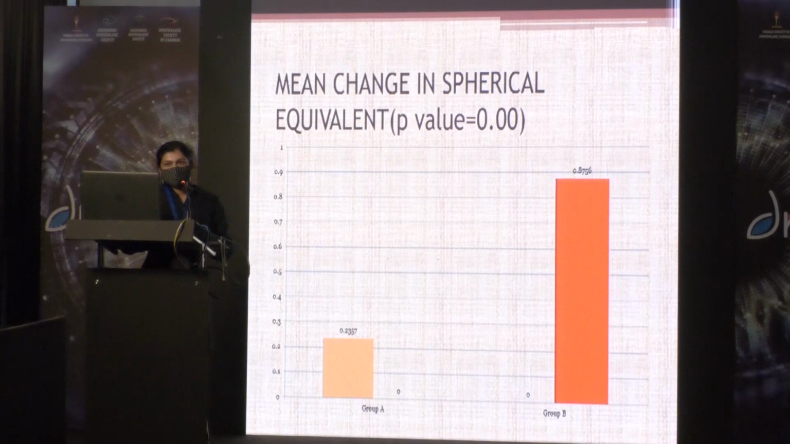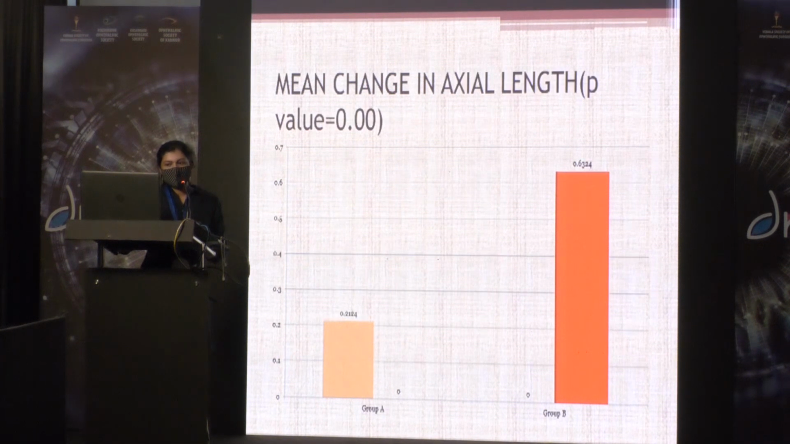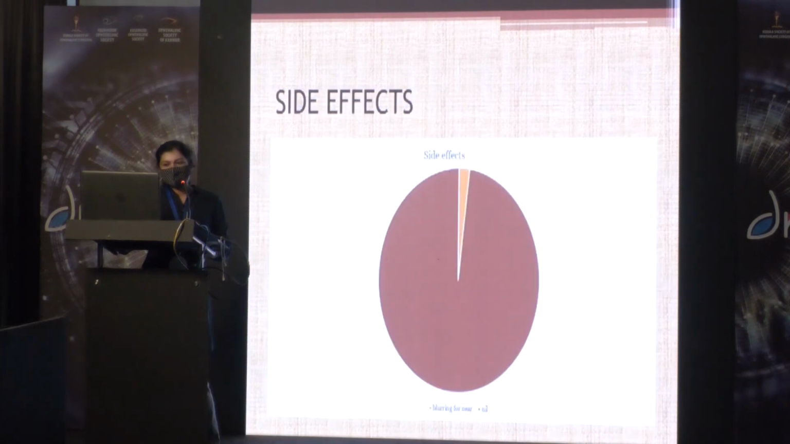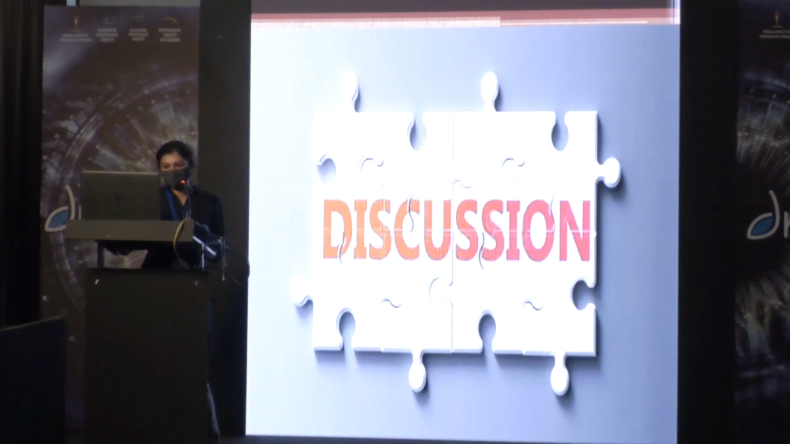When we come to the mean change in spherical equivalent, it was seen that it was much higher in the group not using atropine, which was statistically significant. Also, the mean change in axial length increased much more in the group not on atropine, and it was also statistically significant. But when we come to fundus changes, atropine seemed to have not much effect. And regarding the side effects, only a single child reported a side effect, that was blurring of the cornea.